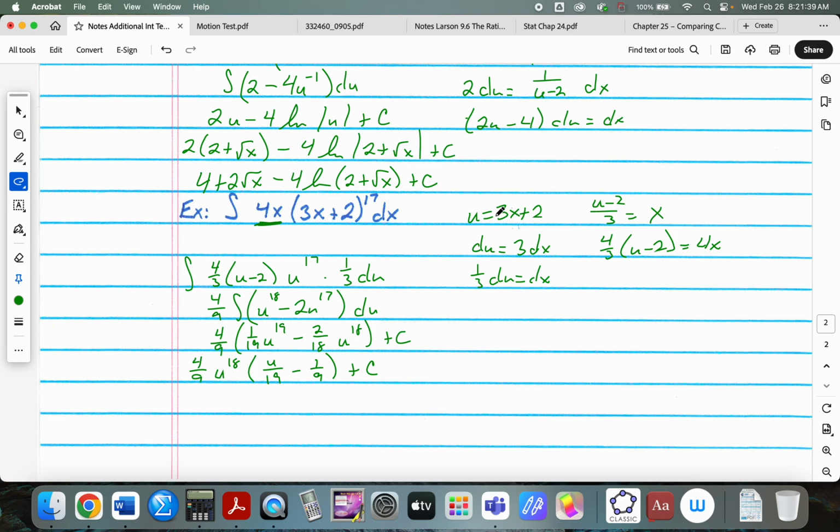And then we'll go ahead and replace the u with the 3x plus 2. So this is 4/9 of 3x plus 2 to the 18th times 3x plus 2 over 19 minus 1/9 plus c.